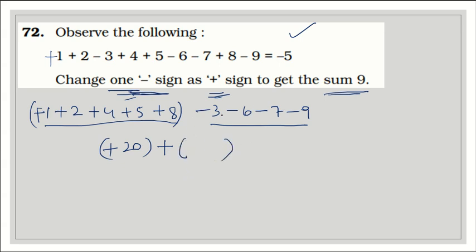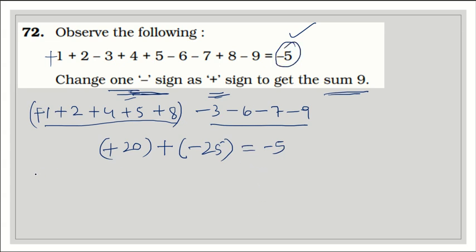Okay. So the summation of all these negative numbers: minus 3 minus 6 is minus 9, minus 9 minus 7 is minus 16, minus 16 minus 9 is minus 25. So the sum of 20 and minus 25, the sum of these two numbers is minus 5. That is what I got and how I got it.